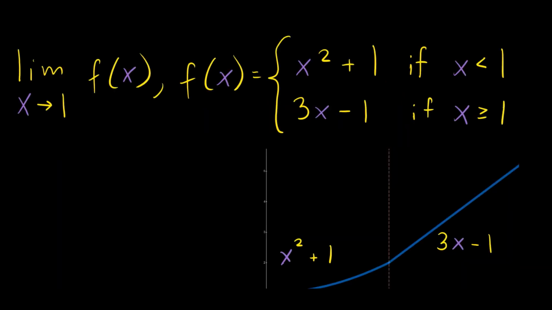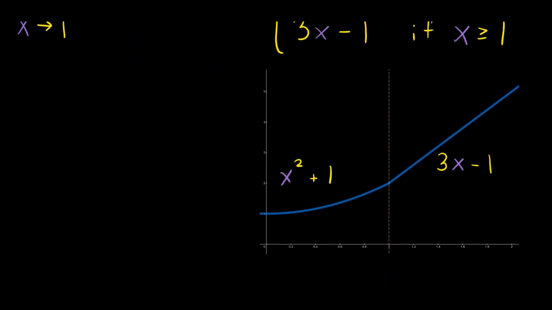Okay, so in this problem we have the limit as x approaches 1 of f of x, where f of x is defined to be x squared plus 1 whenever x is less than 1, and 3x minus 1 whenever x is greater than or equal to 1. And if you're curious how that looks graphically, this is what the function ends up looking like. So on the left, left of x equals 1, we have the x squared plus 1, and to the right we have the 3x minus 1.